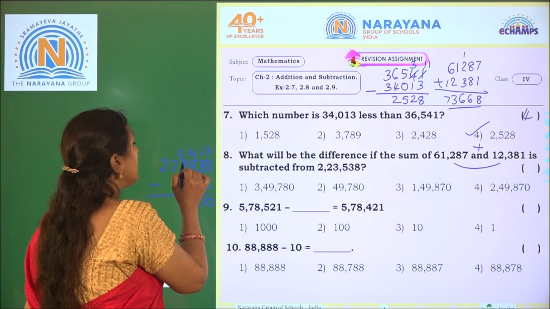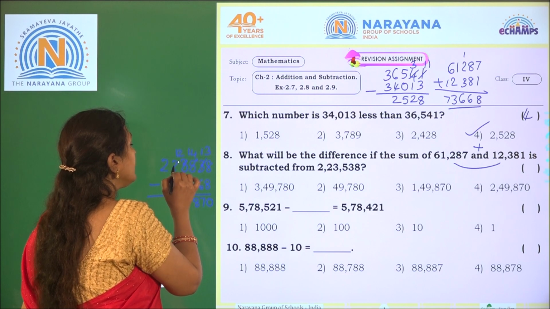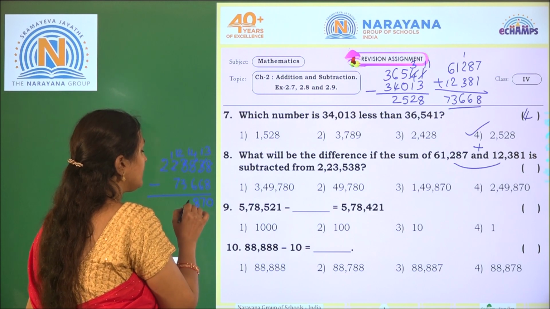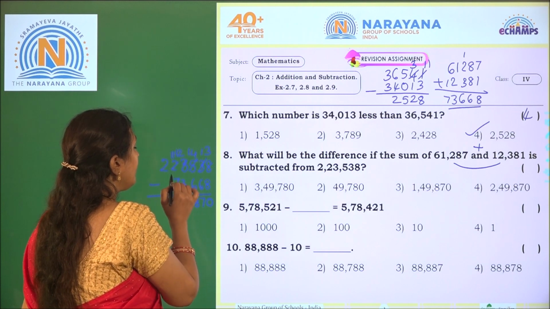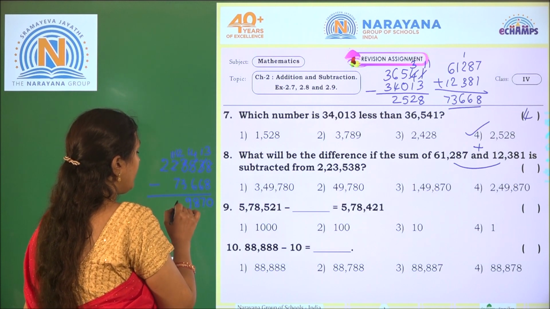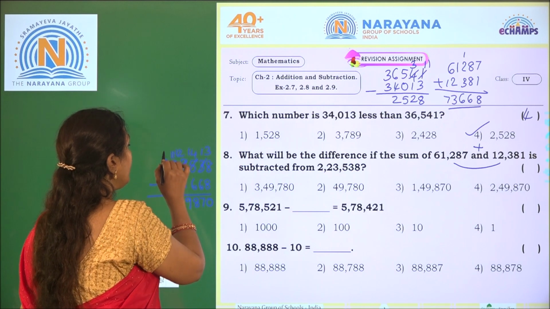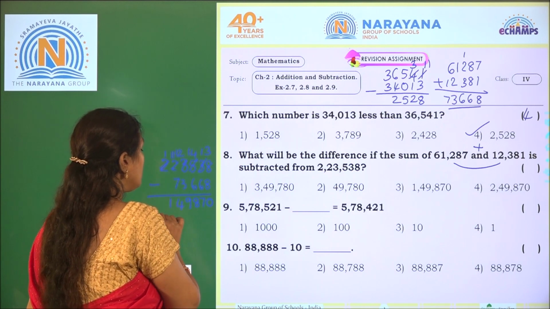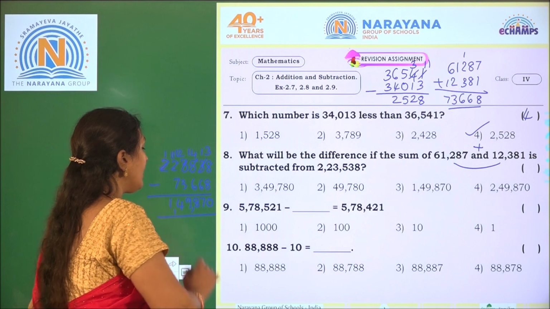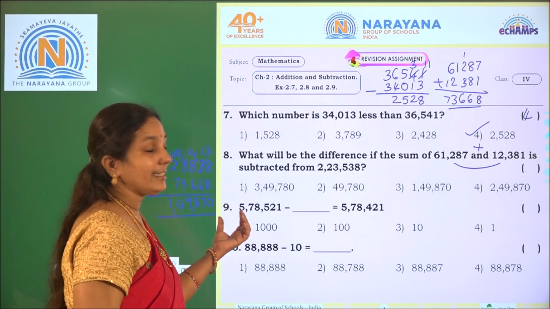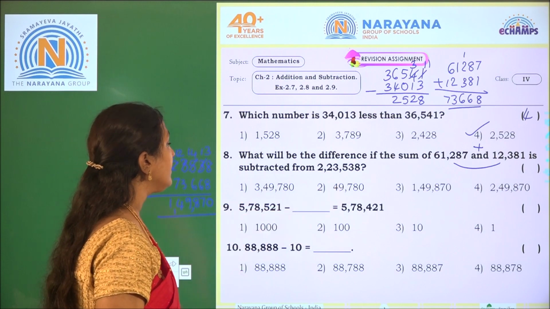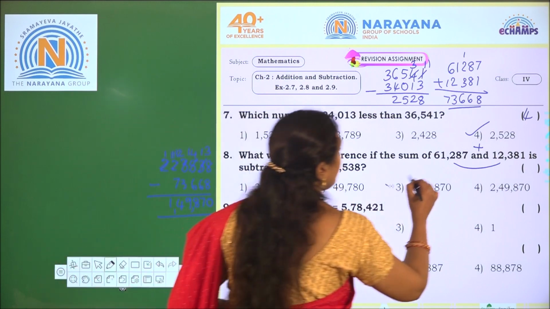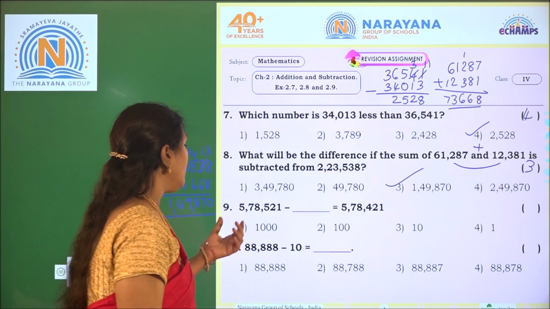So regroup it now. Here 2 will become 12. This 2 will become 1. 12 minus 3 is 9. Regroup it. So 1 will become 11. 11 minus 7 is 4. 2 will become 1. So take 1. So we will get 1,49,870. So from the following, which is the correct one? Option 3.